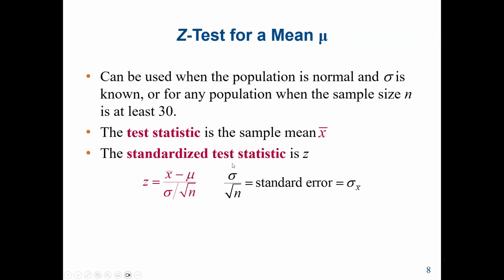Next we can find the test statistic, which is based on the sample mean X bar. The standard test statistic is z, which is X bar minus mu over the standard deviation of the population divided by the square root of the sample size. Normally, we say that the standard deviation divided by the square root of the sample size is called the standard error.